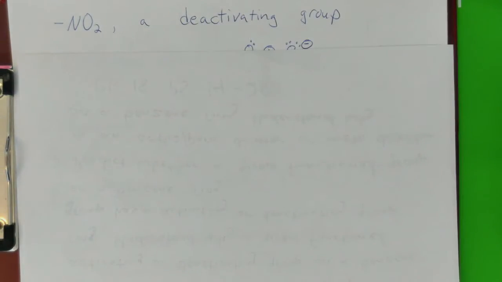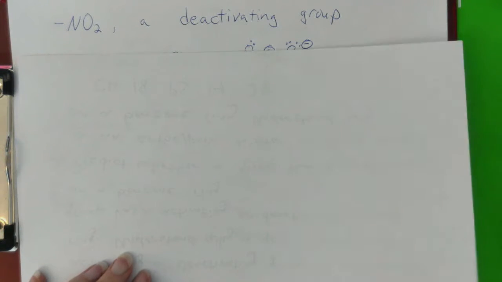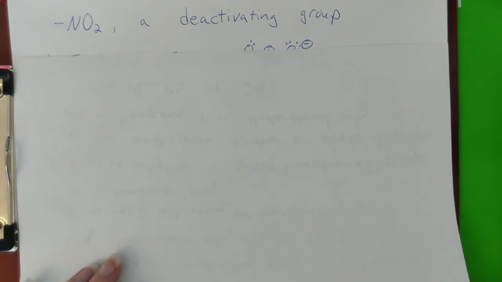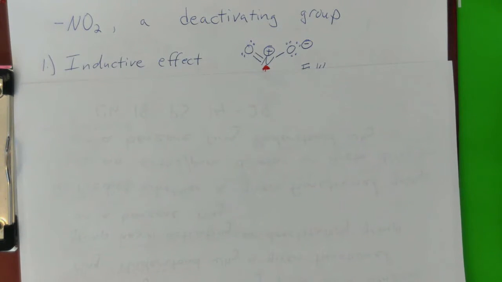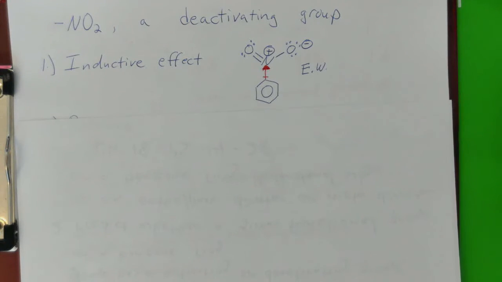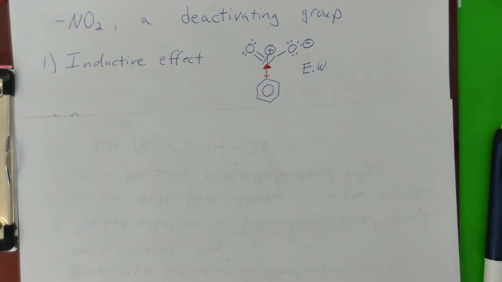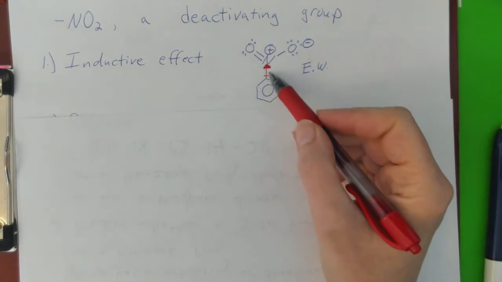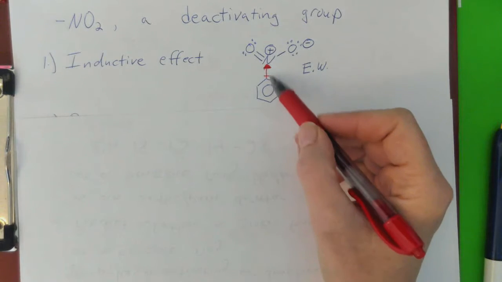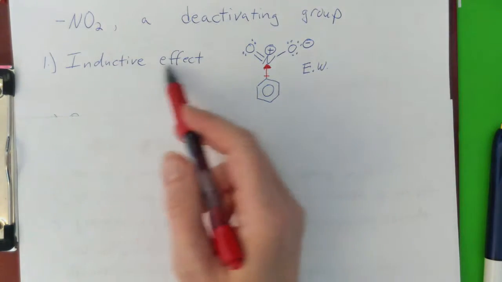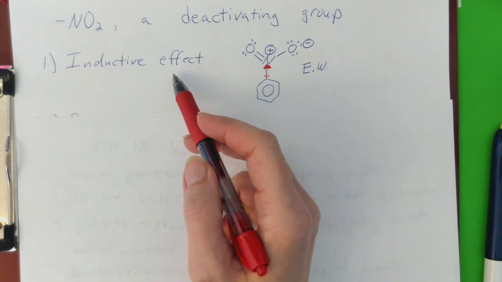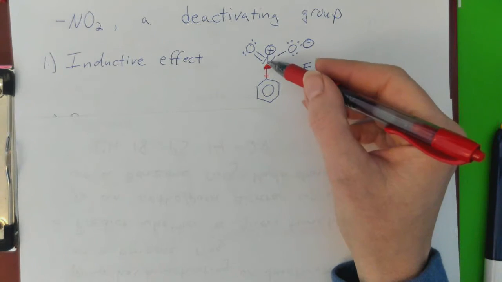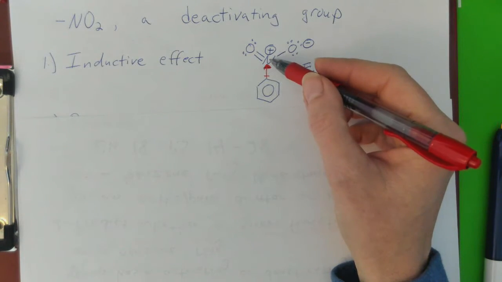So let's take a look at a nitro group. When deciding if a group is going to be activating or deactivating, we have to consider both the inductive effect and the resonance effect. So let's check that out for this example. Since nitrogen is a lot more electronegative than oxygen here, I've drawn in this bond dipole. Inductive effects, remember, happen through the sigma bonds only. So this is a single bond here, that's a sigma bond.